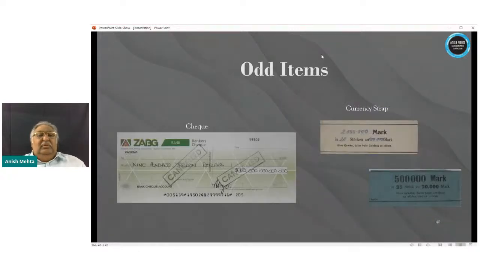These are other items. This is a check used in Nigeria. Zimbabwe. This is equivalent. The figure mentioned is $900 trillion. This is one of the highest denomination bank checks which I have come across. You also see some currency straps which are used, like you have a bundle of notes and you put a paper strap around it. You could see the high denomination values on it.